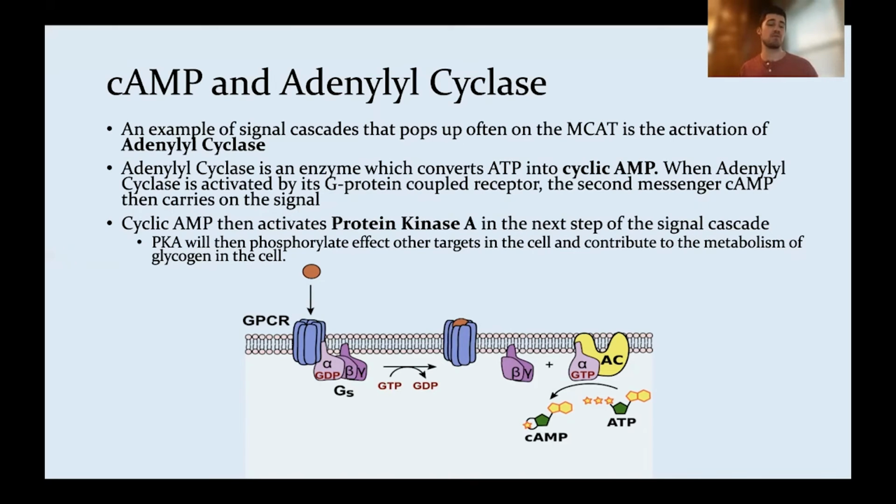But like I mentioned before, keep in mind that thousands of things in a given second are going on, and your cell is doing all different kinds at all different times. So there are a bunch of weird interactions that in vivo actually do happen. PKA, which is protein kinase A, will then phosphorylate and affect the other target cells, and it's going to contribute to the metabolism of glycogen in the cell. So PKA is actually activated when we're trying to mobilize our glycogen stores, our fat stores for a fight or flight response.